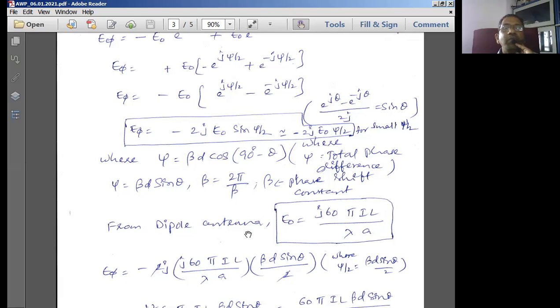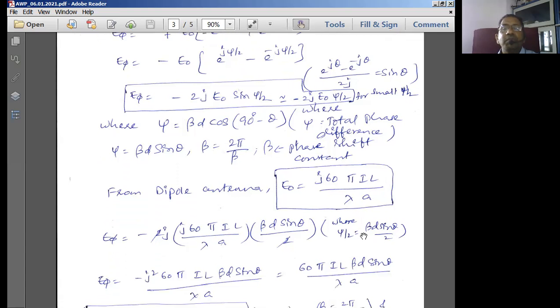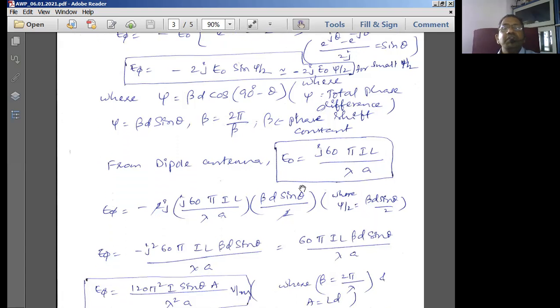Now from the dual dipole antenna, we can write E naught is equal to j60 pi IL by lambda r. So this is the equation we should also remember. We'll derive this equation when it comes to the dual dipole antenna in antenna arrays.